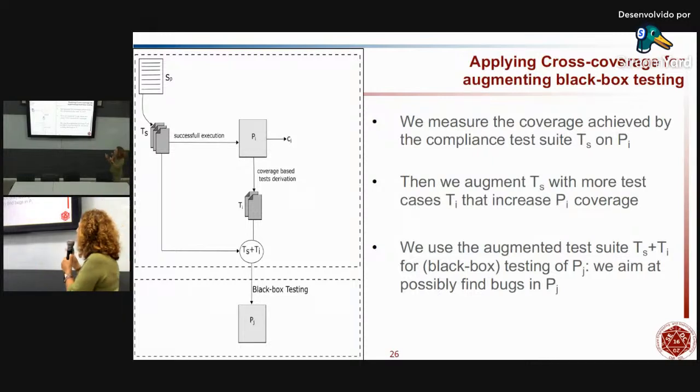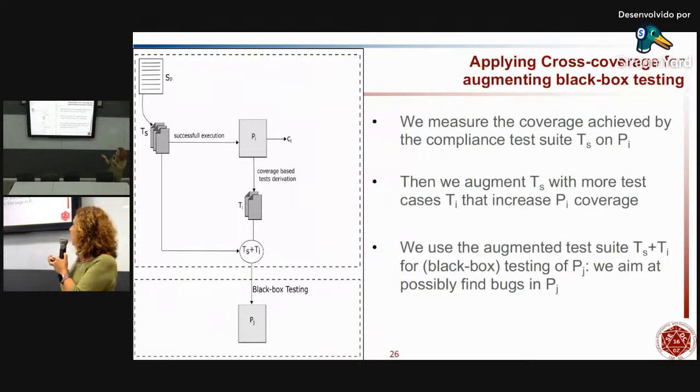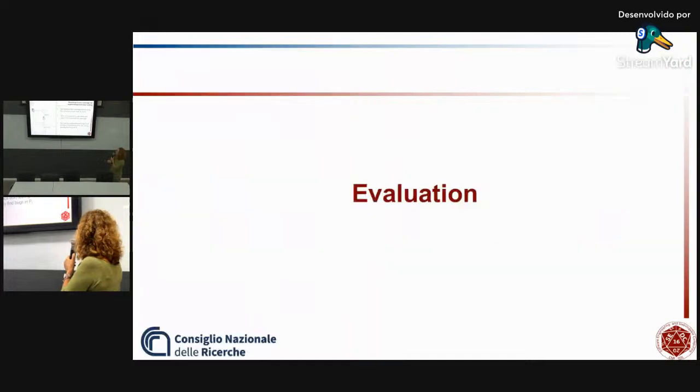This is even simpler. So we have the specification and the compliance test suite that is applied, then we use an equivalent program for which we have the code to augment the test suite, and we use this augmented test suite for the black box testing. And this is something we are experimenting just now, for instance, with the XACML PDP that authorizes the XACML policies.